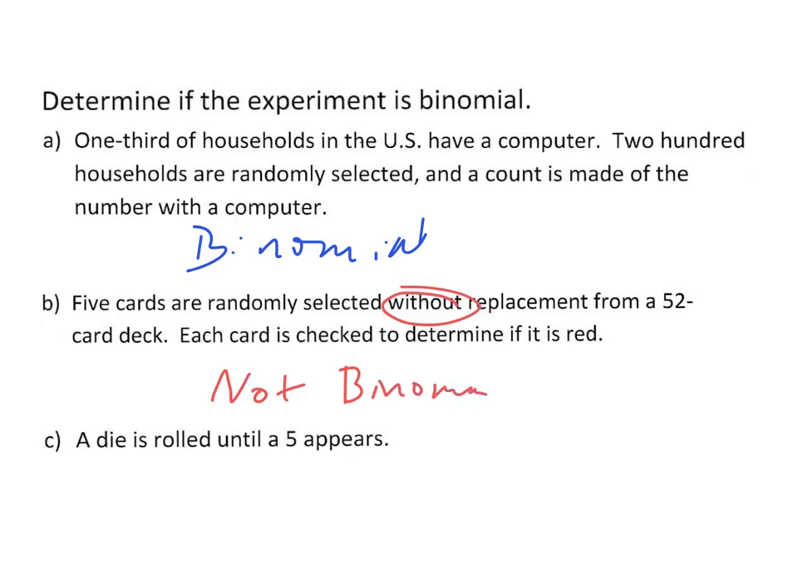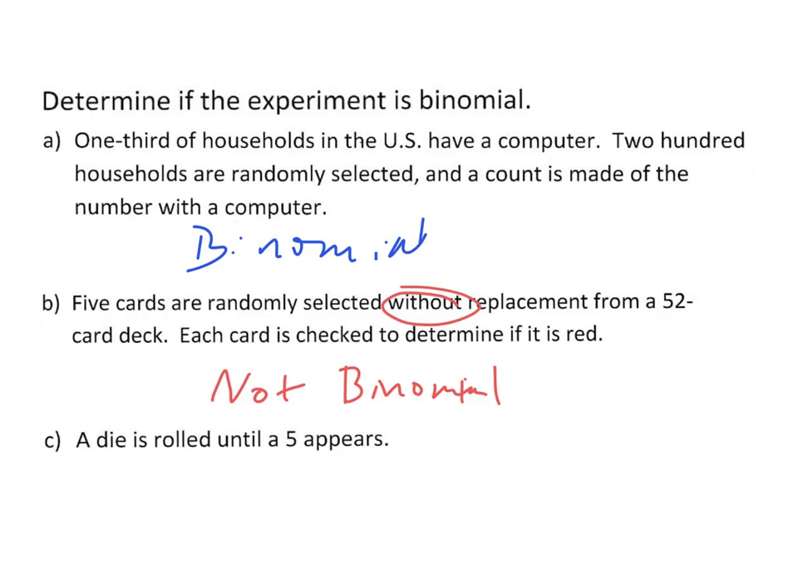So the math that I'm going to show you today and tomorrow is not going to apply to a situation like this. You could still find the probability, you just can't consider it a binomial experiment and use the math that I'm going to show you. Last one, a die is rolled until a 5 appears.